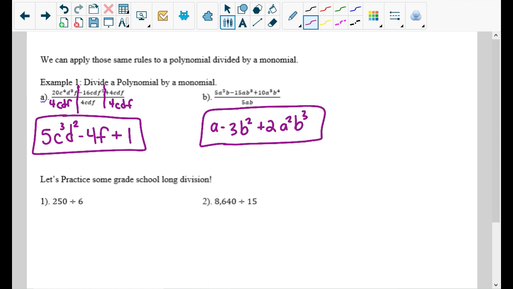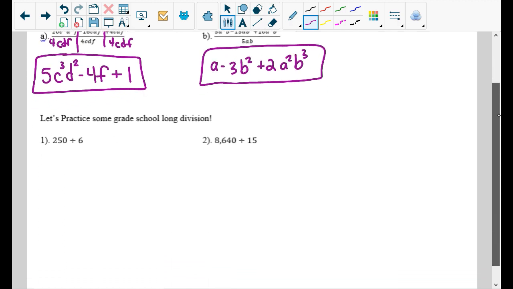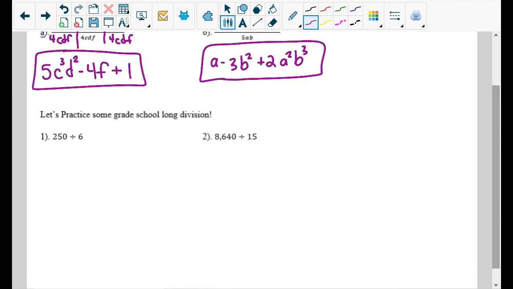Alright, so here's where it's going to get a little different. Again, it's division you have done before. We're going to do long division, just like in elementary school. So how do we do this? 250 divided by 6. Well, 6 is on the outside with our little division bracket, 250 inside. And now we're going to divide.